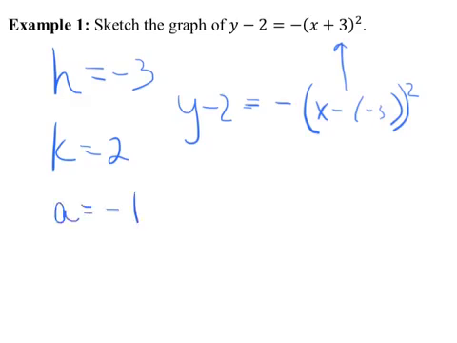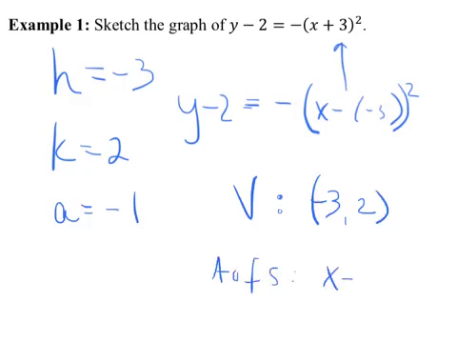Negative 1. So tell me, Jared, something about this graph you know already just by looking at these three. It's concave down with the vertex at negative 3, 2. Awesome job. That's exactly what I want to hear. The vertex is negative 3, 2. We could even write the axis of symmetry, even though it's not needed right now. That's x equals negative 3. And it's concave down.